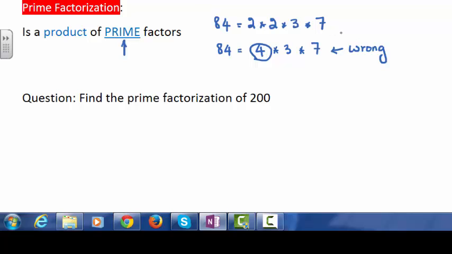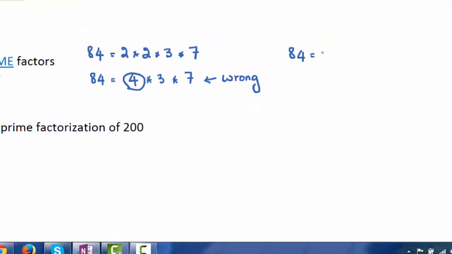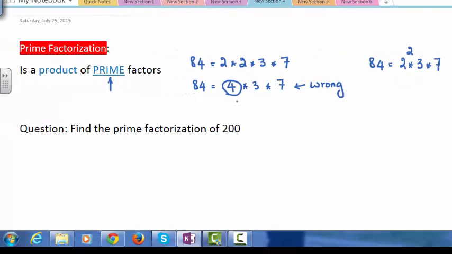And sometimes some students like to do it this way: 84 equals 2 squared, because 2 times 2 means 2 squared, times 3 times 7. This is correct. So this one is correct, this one is correct, and this one is wrong because 4 is not a prime number.